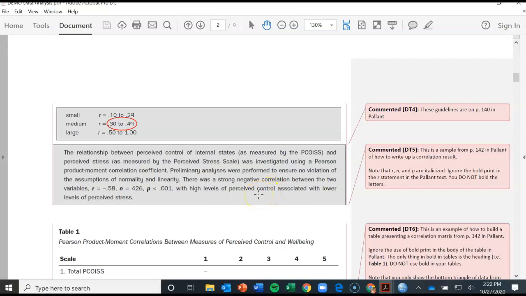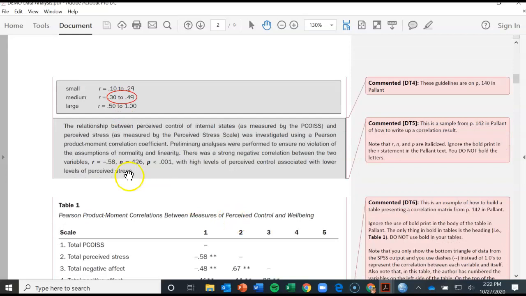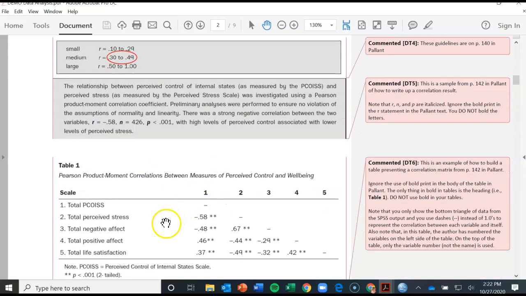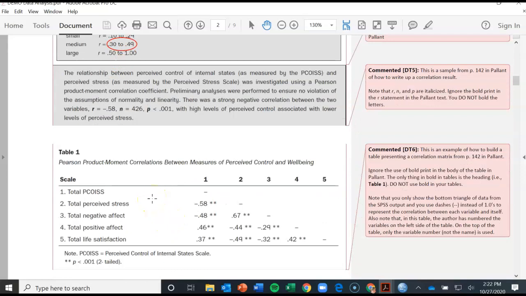Now, Pallant also gives you a sample on page 142 of how you might want to write up a correlation result. Now, presenting the r statement, that's what this is right here, an r statement, you have a choice. You can either put the r results in the text of a paragraph that you write, such as this one, or you put those values in a table. You don't do both. I'm giving you choices, and so does Pallant. This is an example from your Pallant text of how to build a table.